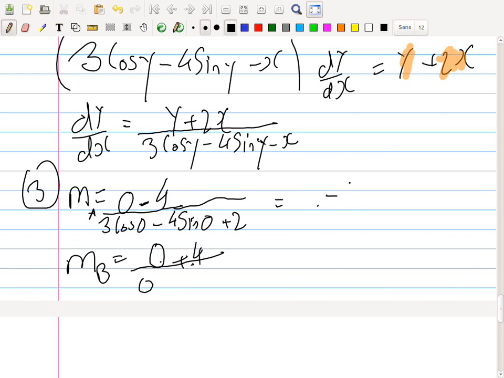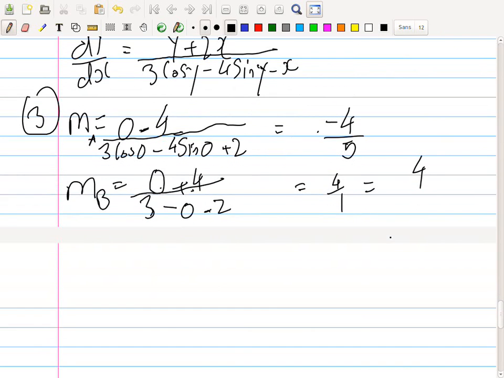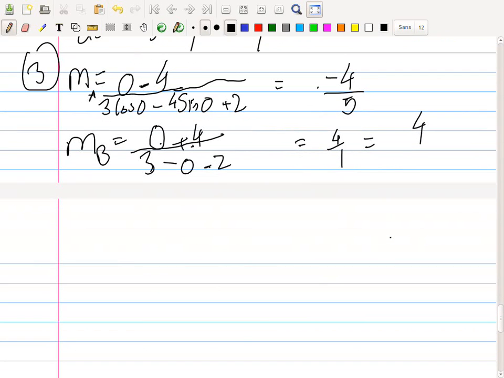So it's minus 4 over 3 plus 2, which is 5. And then here, it'll be 3 minus 0, and then at the end, there should be a minus x, but I said x is 2, so there's a minus 2, so that's actually 4 over 1, which is just 4. There are my two slopes. But he wants the tangent line, so I need to find the c now.